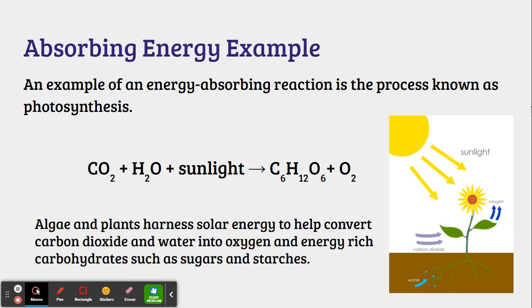While a classic energy absorbing example would actually be photosynthesis, which we know takes place in plants. So organisms such as algae or plants harness solar energy, and so this is the type of energy that they're going to absorb. The bonds found in the carbon dioxide and the H2O found in our reactants are going to then break and reform to form our products, which are known as sugars, carbohydrates, or starches, and oxygen gas.